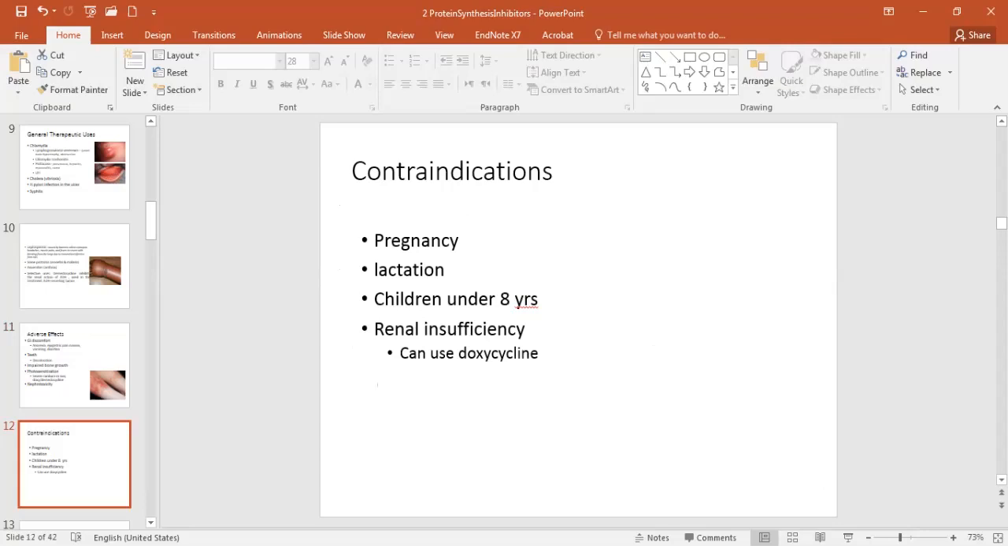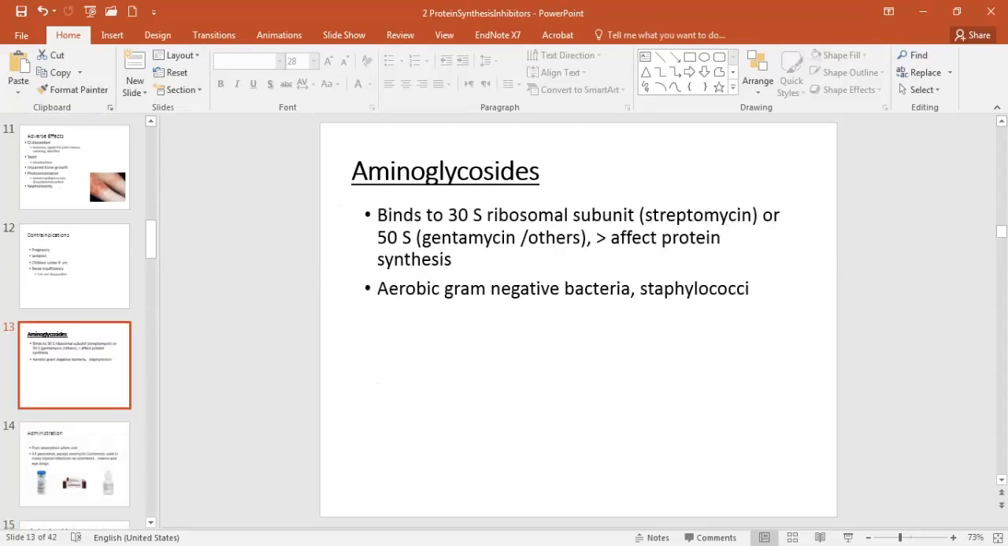Tetracyclines are contraindicated in pregnancy, lactation, and children under 8 years, as we said before. Why? Because of incorporation into the bone; they are still growing, and it leads to teeth discoloration. In renal insufficiency, as we said before, we can use doxycycline.